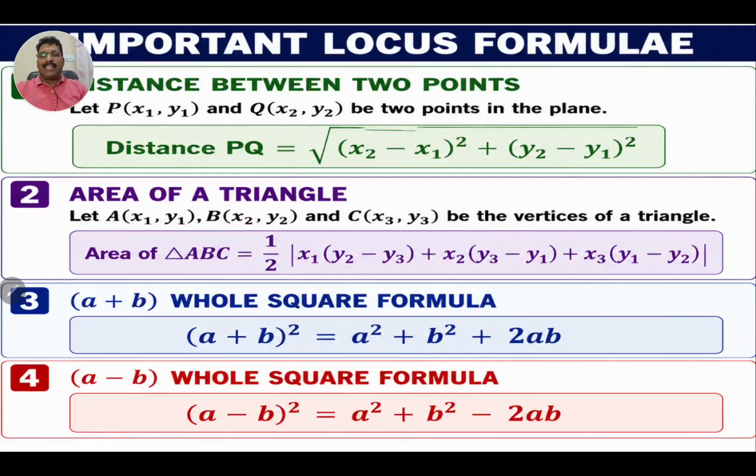Next, (a plus b) whole square and (a minus b) whole square, these are very basic formulas, you know that, but while simplification and calculation, these two formulas only will be used. That's why these two are also given here. So if you have completely 10th class knowledge, you can answer this 4 marks question in the final examination.